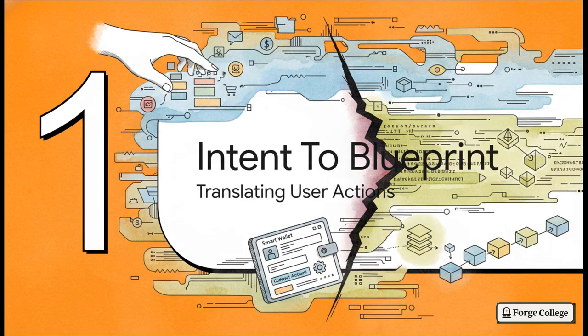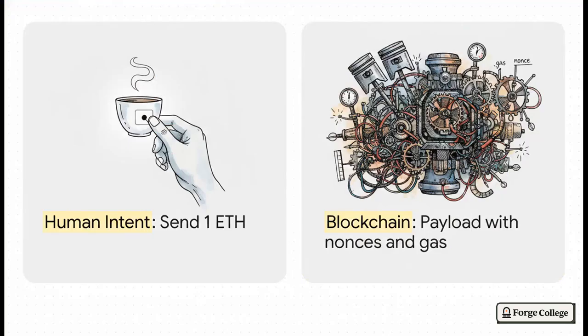Section 1. Translating intent to blueprint. So check this out. We have a massive, glaring gap between what a user actually wants to do and what the blockchain mathematically demands to hear. It's like two entirely different languages. On the left, human intent. Just send 1 ETH. Super simple, clean, intuitive.